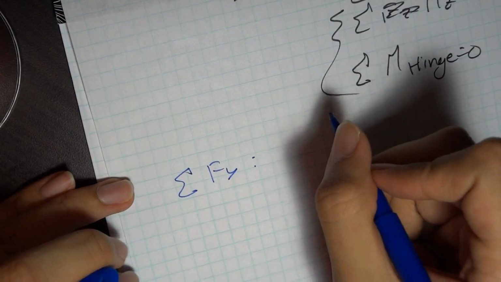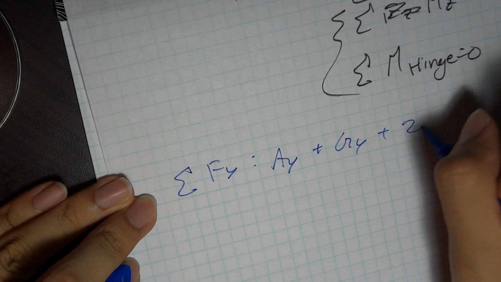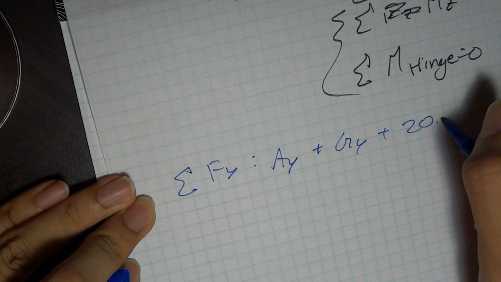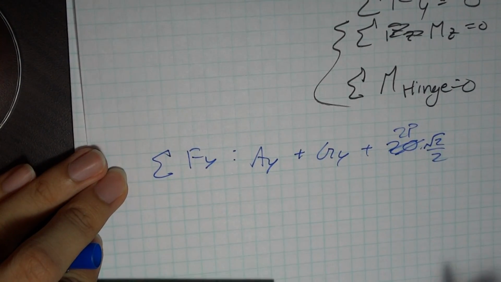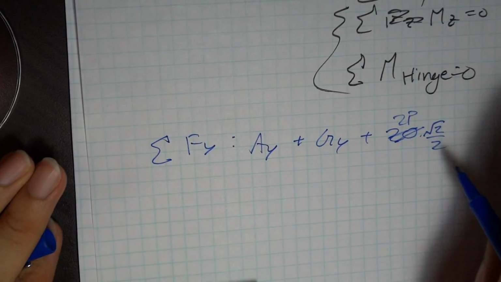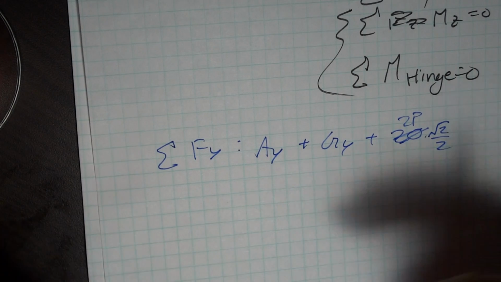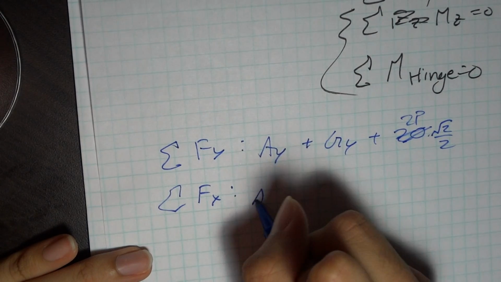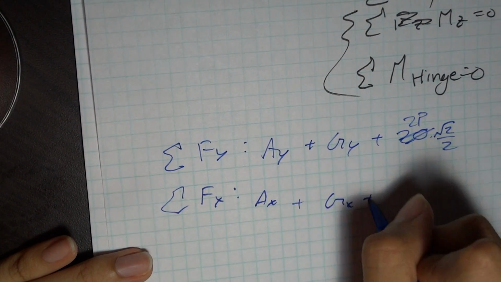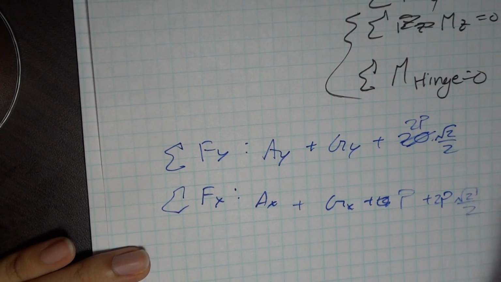Sum of forces in the y is going to be Ay plus Gy plus 20 root 2 over 2. And instead of calling this 20, I'm going to call this 2P, because by putting numbers in here, I kind of obscure what I'm doing. So I think it'll be better for you if I keep track of what my loads are and what my lengths are rather than reducing them down to a single number. I know that'll annoy some people, but I think it'll be more beneficial in the long run. In the x direction, I have Ax plus Gx plus 10, or plus P, plus 2P root 2 over 2.